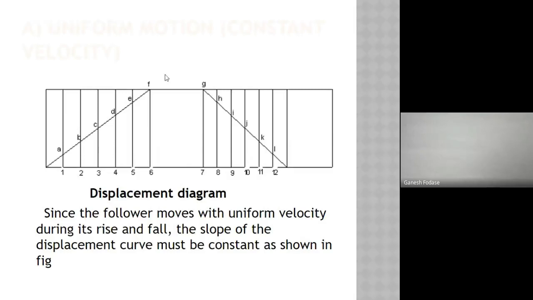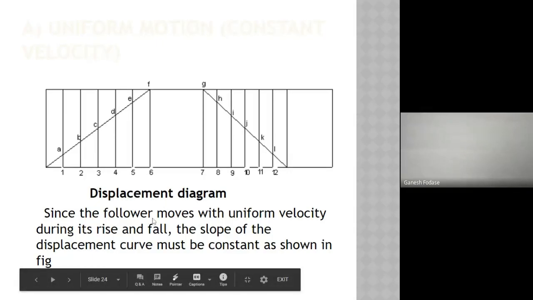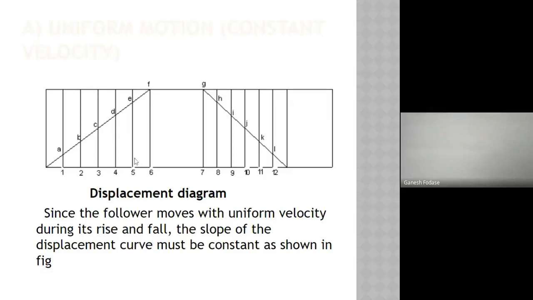This is rise. This one is a dwell in which follower is stationary for this period of time. And again it returns to a 0 displacement. So this stroke is called the rise. This one is a dwell and this one is a return stroke. So you can see, since the follower moves with uniform velocity during its rise and fall, the slope of the displacement curve must be constant as shown.